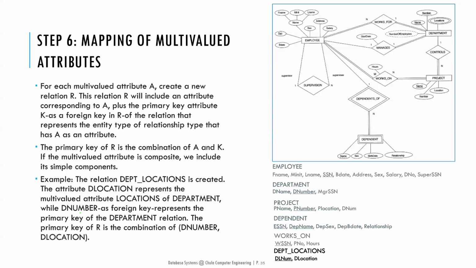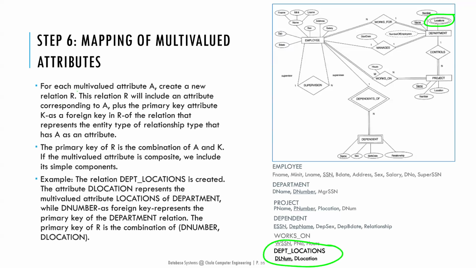Okay. Now, step number 6 is on the mapping of multi-valued attributes. If you remember, we have not done this part. Remember, when we did the first step, we had the strong entity type, which is department, and we only took simple attributes, which are name and number, and we left out locations, which is a multi-valued attribute. Now, we are going to take care of the multi-valued attribute this way.